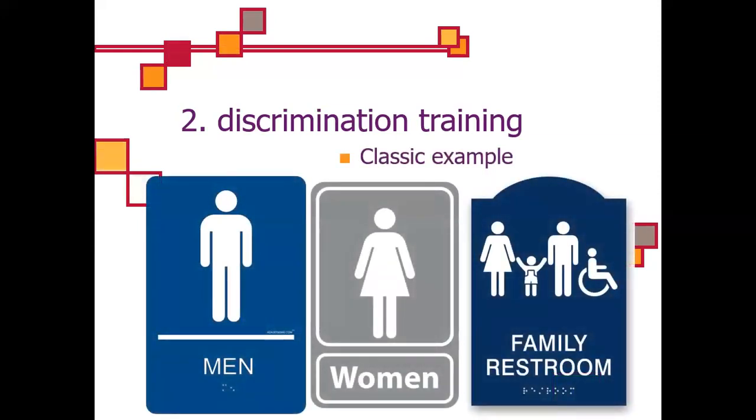So this is the classic example of discrimination training. We have a little boy. Maybe he's on the spectrum, maybe he has schizophrenia, I don't know, it doesn't matter. But we want him to be able to discriminate, or choose, the men's bathroom and not the women's bathroom. So one is an SD for him, and the other is an S delta. Same thing for little girls.